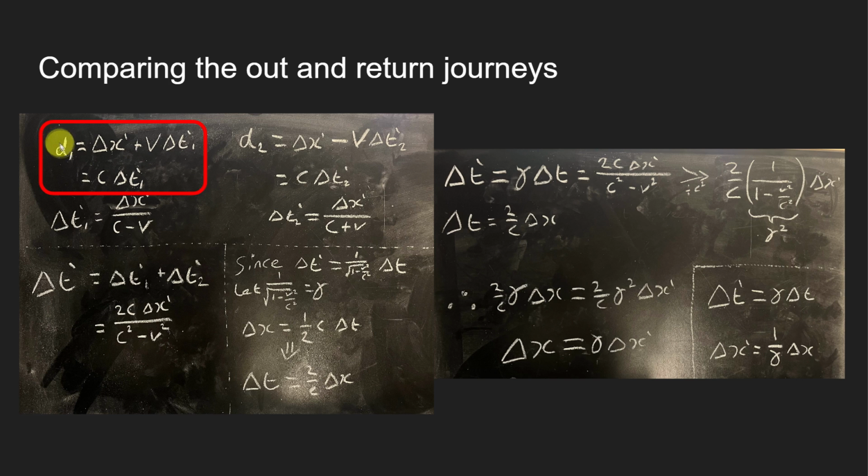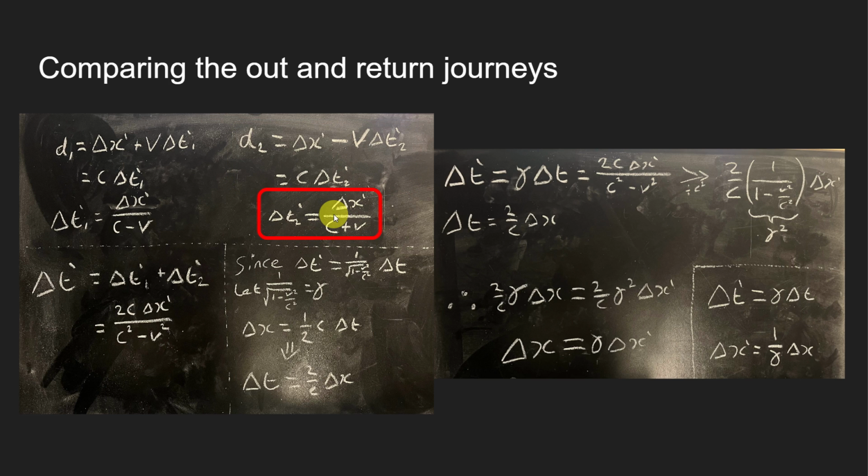So to begin with, we're doing the outwards journey with d1. So d1 equals delta x prime plus v delta t1 prime. This is also equal to c delta t1 prime. This will just be the speed of light and the time for the outwards journey. We can rearrange this to get delta t1 prime. Now for the return journey, we have the same, but be aware of this minus. Apart from that, we've got the same equation.